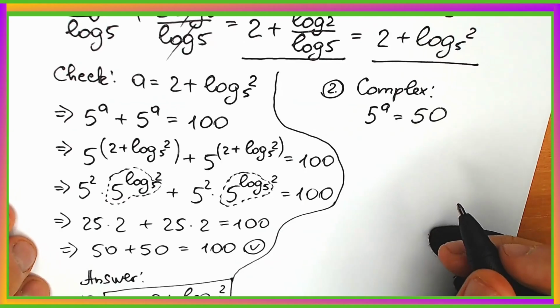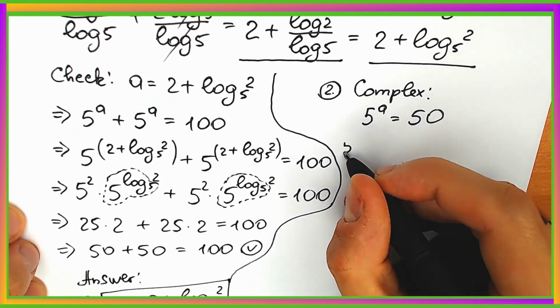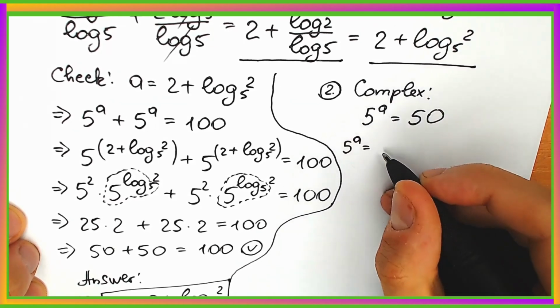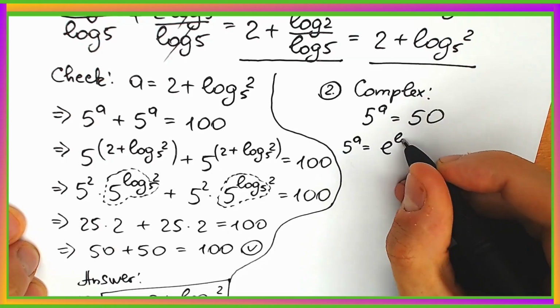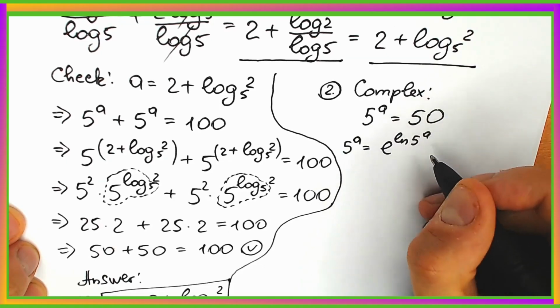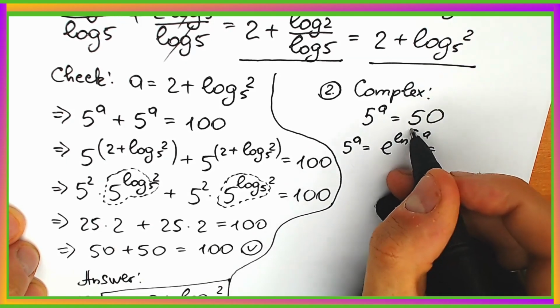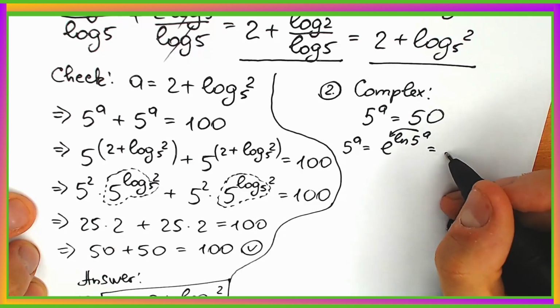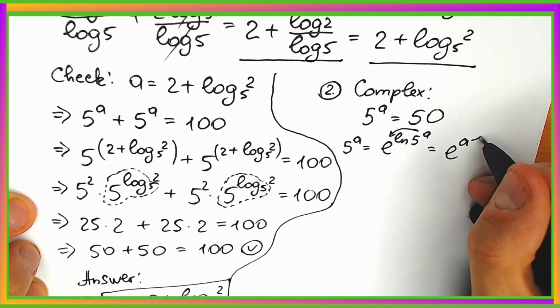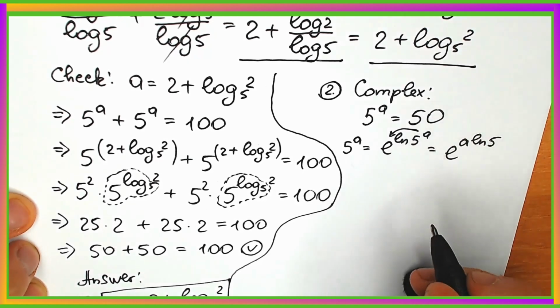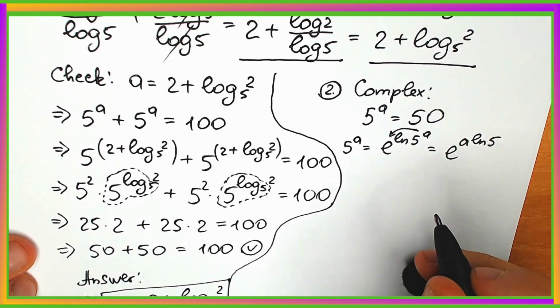In terms of 5 to the power a, I'm going to write e to the power natural log of 5 to the power a. And this a will come down right here, so we have e to the power a natural log 5. So instead of 5 to the a, we're going to write this expression.